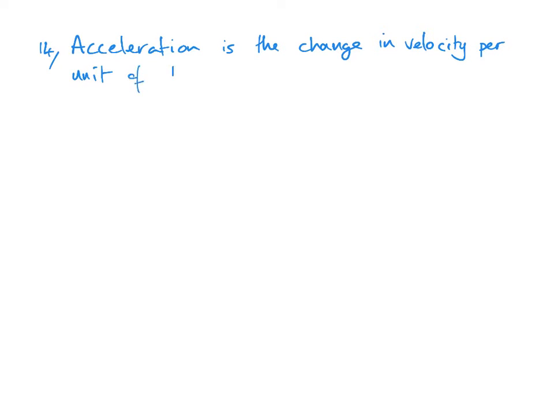Okay, so learning outcome 14 is our definition of acceleration. Acceleration is a change in velocity per unit of time. E.g. an acceleration of 5 meters per second squared. So we write that as ms to the minus 2.